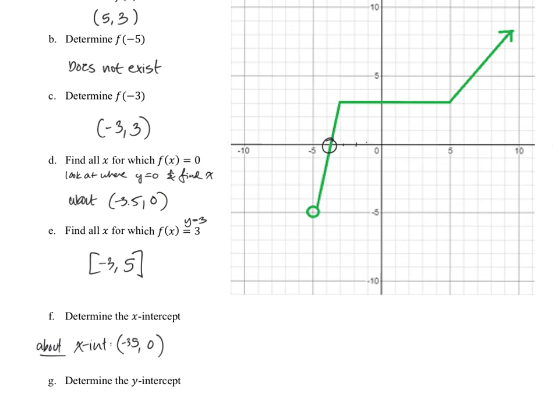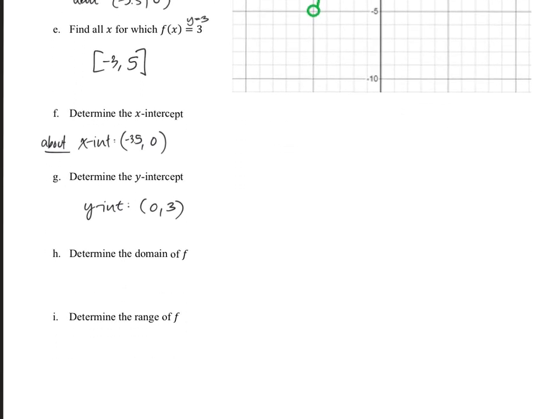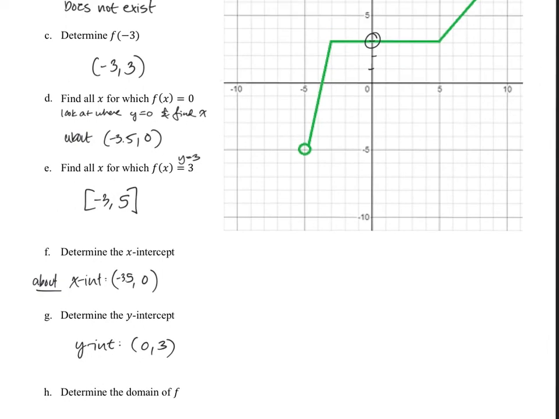Try and find the y-intercept. Well, the y-intercept is where my graph crosses the y-axis, which is right there. And that value is 1, 2, 3. So the y-intercept is 0, 3. And lastly, or not lastly, almost lastly, determine the domain.